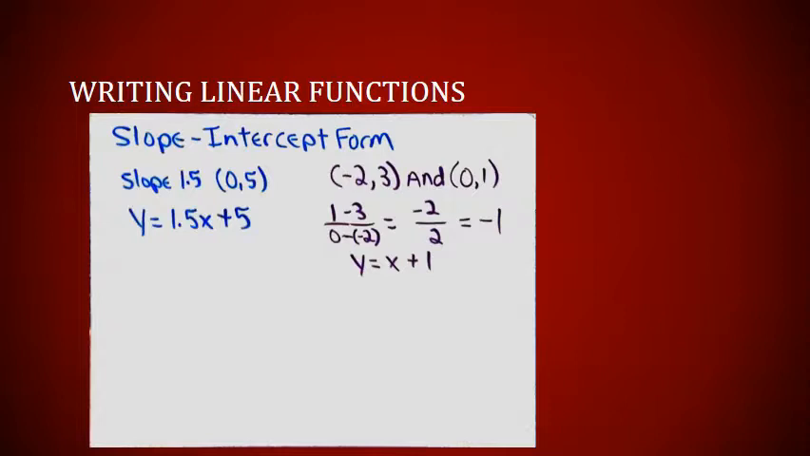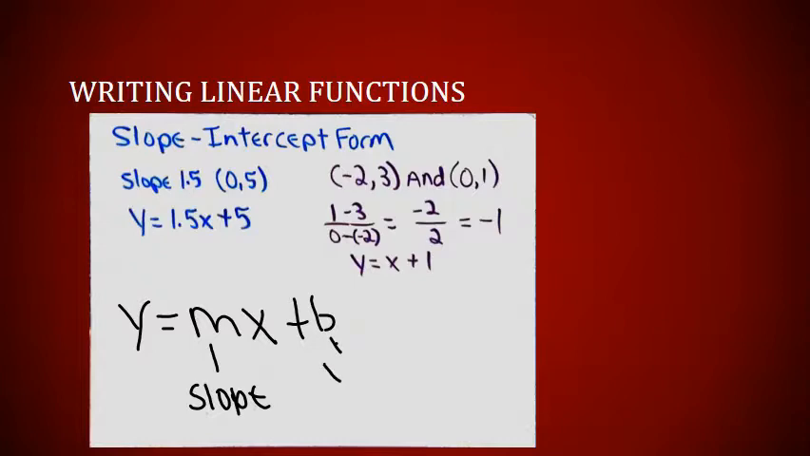So let's look at this first one, which is slope-intercept form. Now, slope-intercept form is written in the form of y equals mx plus b, where m is the slope and b is the y-intercept. All right, so up here we're given some facts.